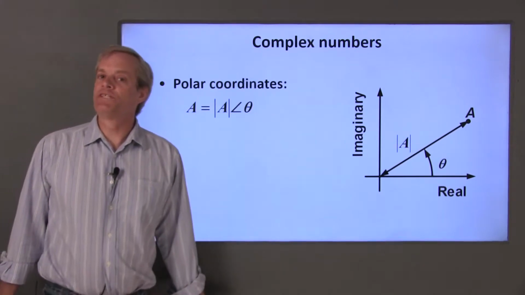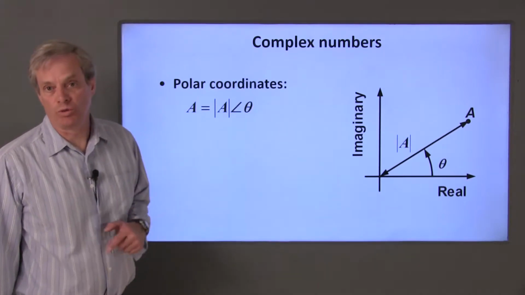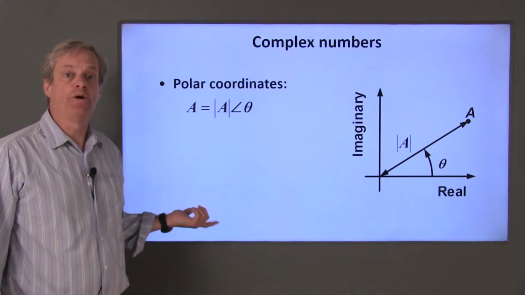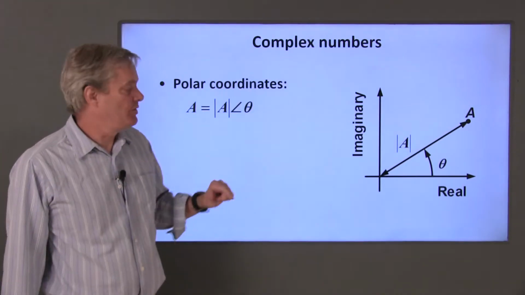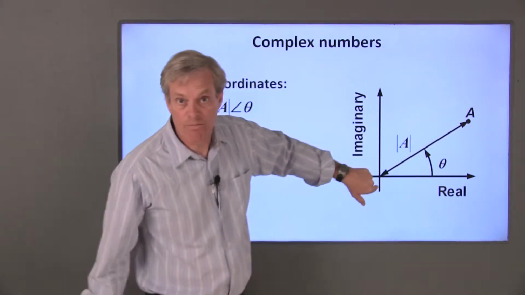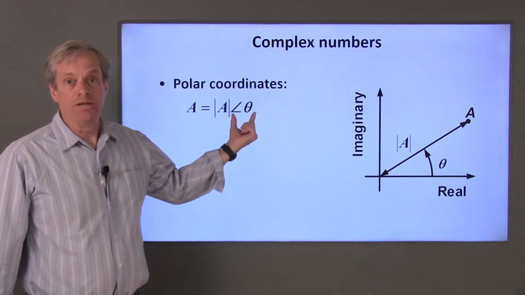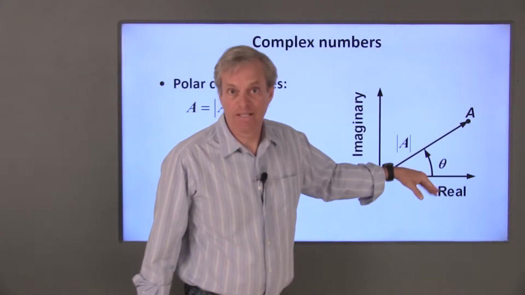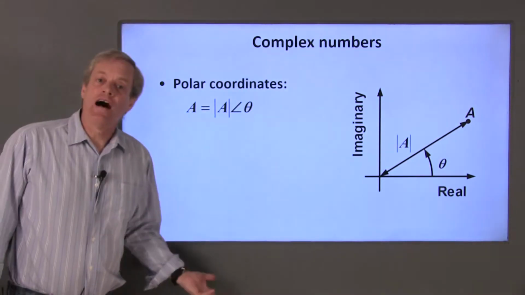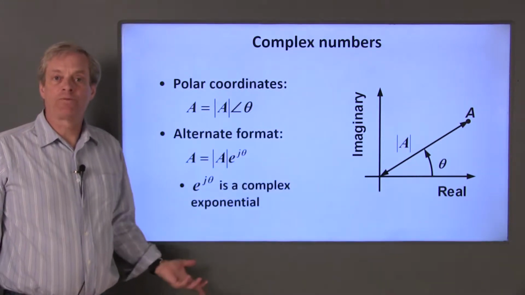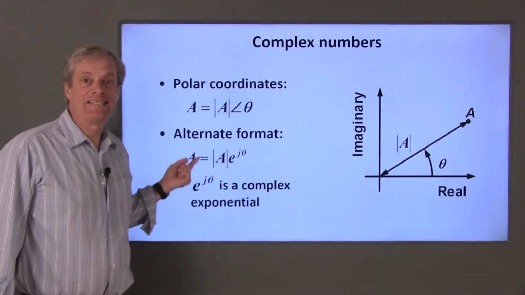Next, I'll talk about representing complex numbers in polar coordinates. As usual, the point is represented as a magnitude, which provides the distance the point is from the origin, and a direction in the form of an angle from the positive x-axis. For complex numbers, an alternate way to express the number in polar coordinates is this.